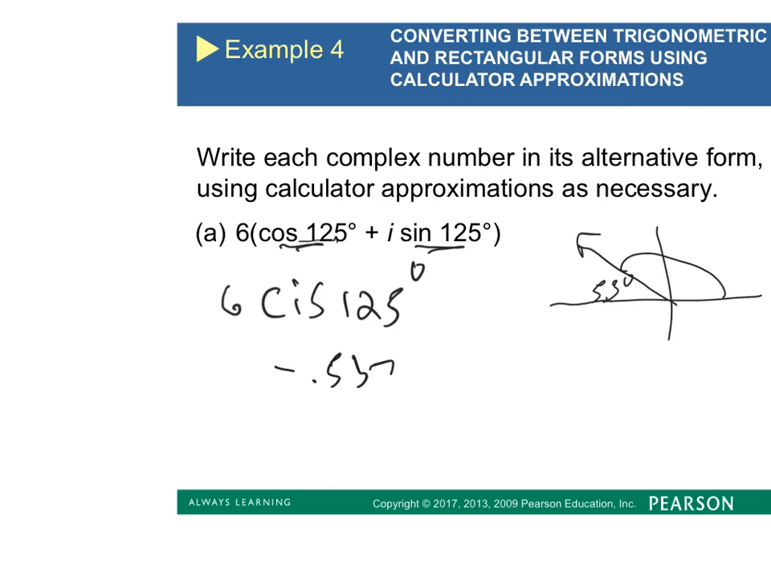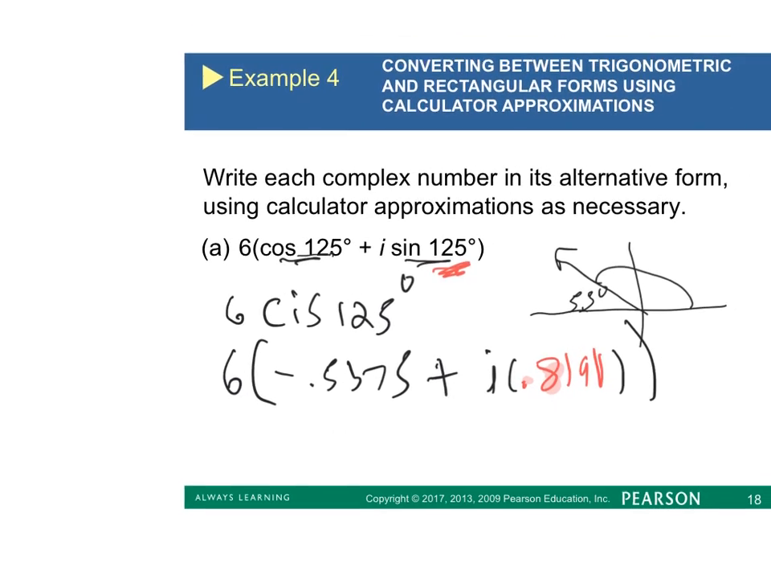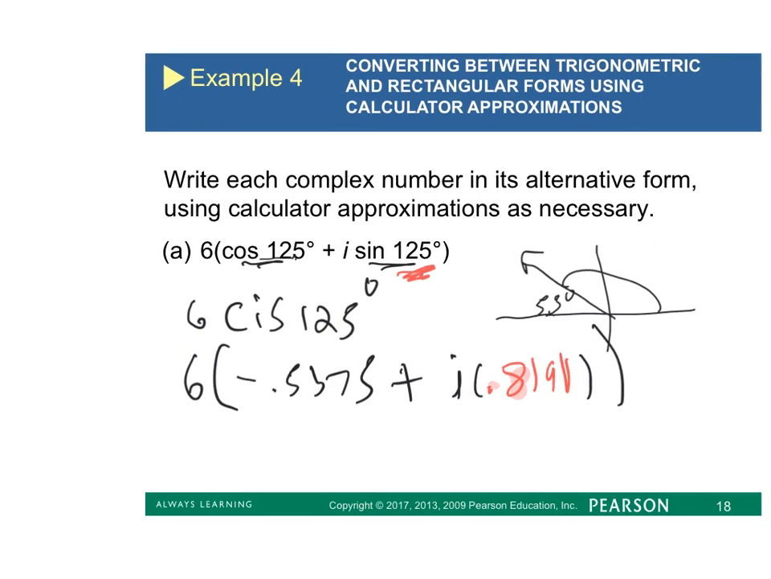Negative 0.53756 plus what times i? Back to my calculator. Point eight, 8191. Okay. Make sure you're in degrees because he wrote degrees. If you don't use degrees, you'll get it wrong. And that's what I'm sticking with. I went to 4 decimals. 4 is more than enough. I wouldn't do less.